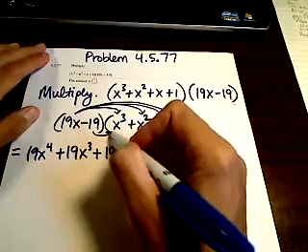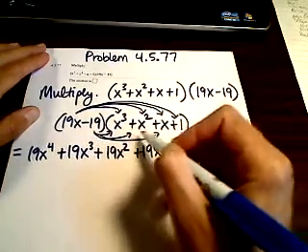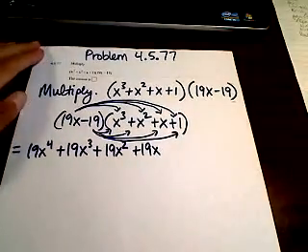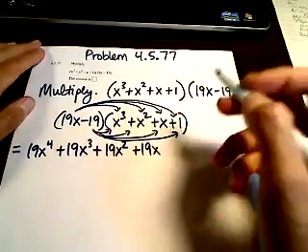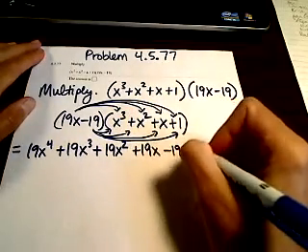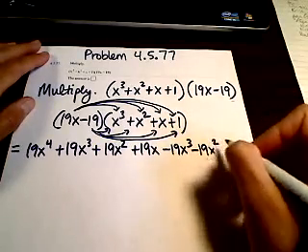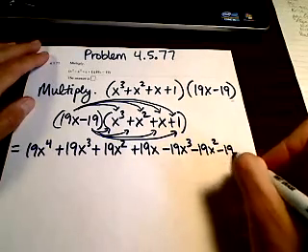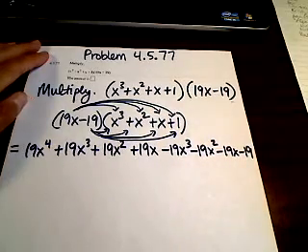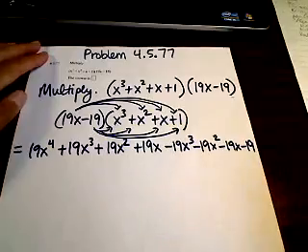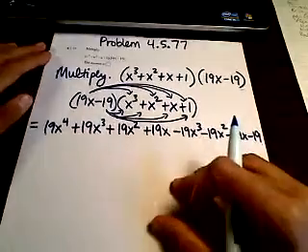And now we're going to take this negative 19 and multiply it all the way through. Negative 19 times x cubed is negative 19x cubed. And then we have negative 19x squared, negative 19x, and negative 19. Okay? Alright, so what we want to do now with this whole big long thing is collect like terms. So let's just go in order.